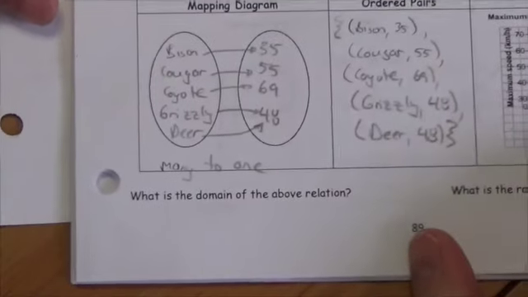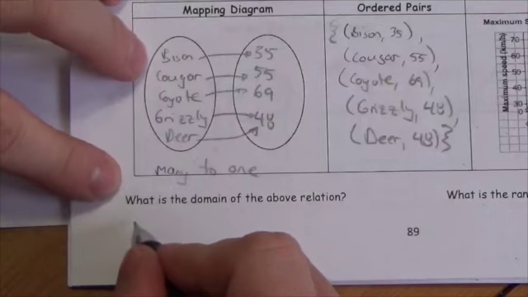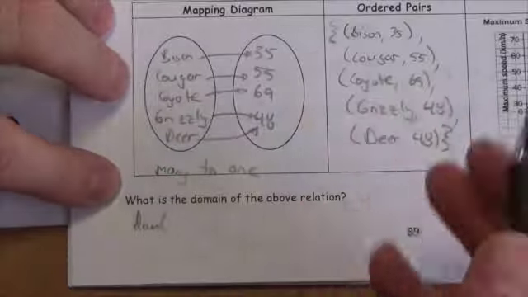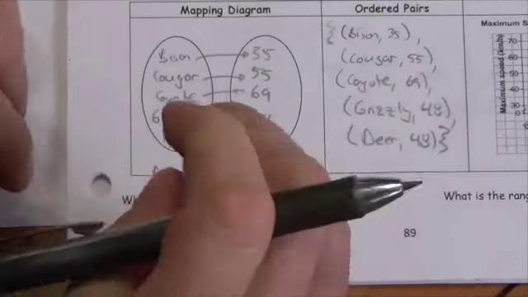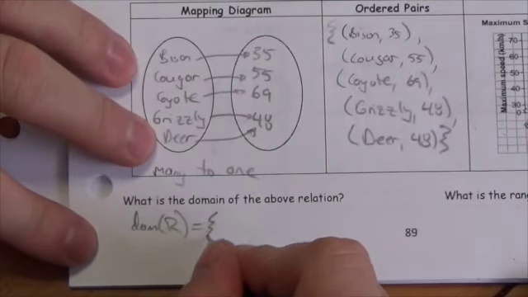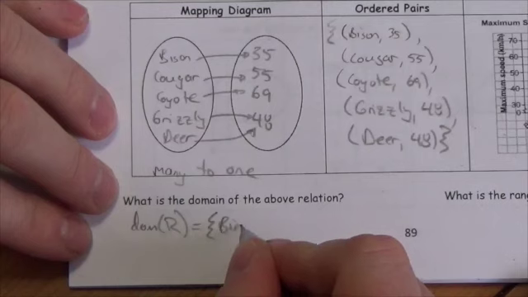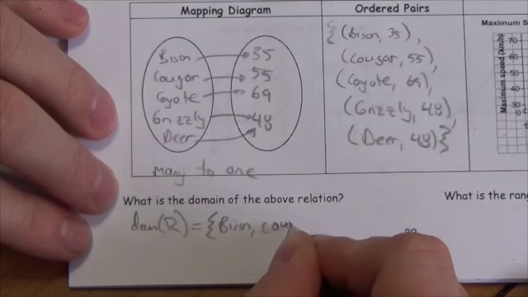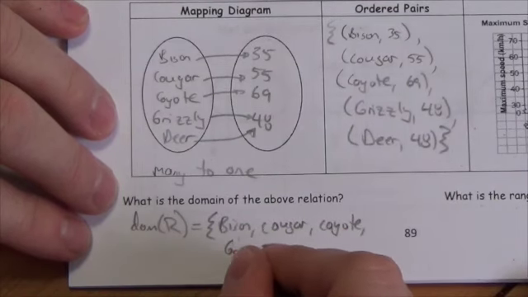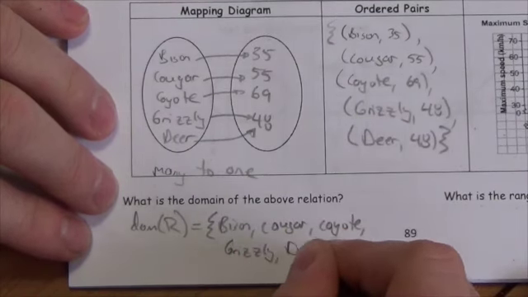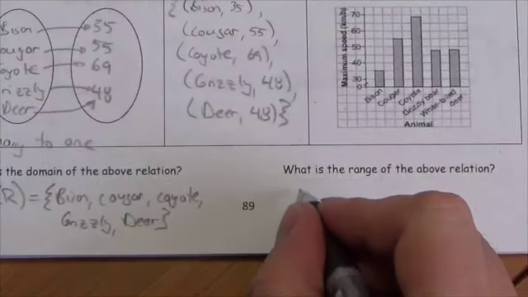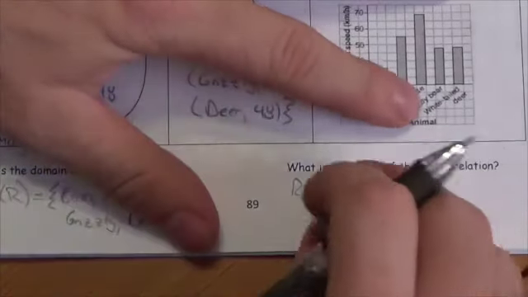Okay, so what's the domain of the above relation? Well, you might write it like this: the domain of that relation there, whatever that relation is, not quite sure what we should call it here, we'll just call it R for relation. The domain is going to be the set of the bison, cougar, coyote, grizzly, and deer. We'll put that in set notation. Now our range, what's the range of the above relation? Okay, whoops, that's not how we do it.